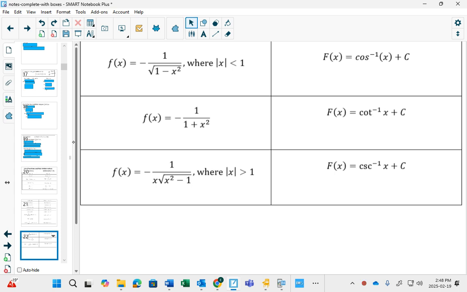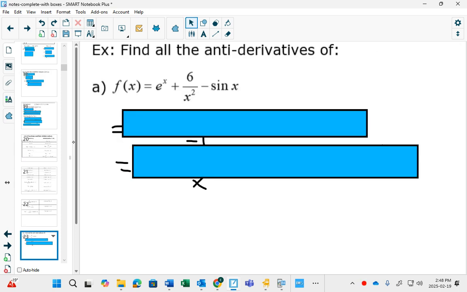So let's try some on our own. Use your purple sheet. How many do I have there for you to try? A, B, 1, 2, 3. 3 questions to try on your own.